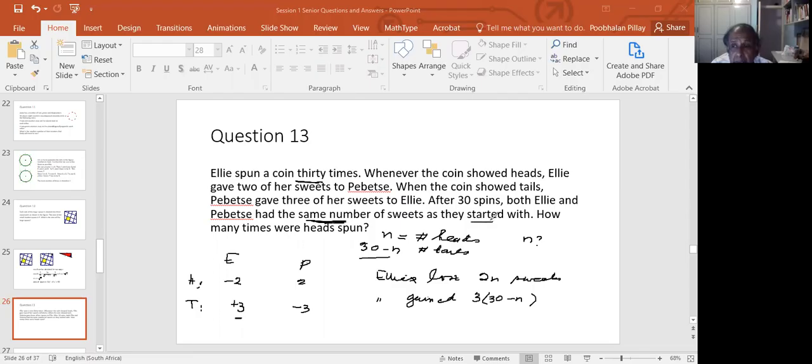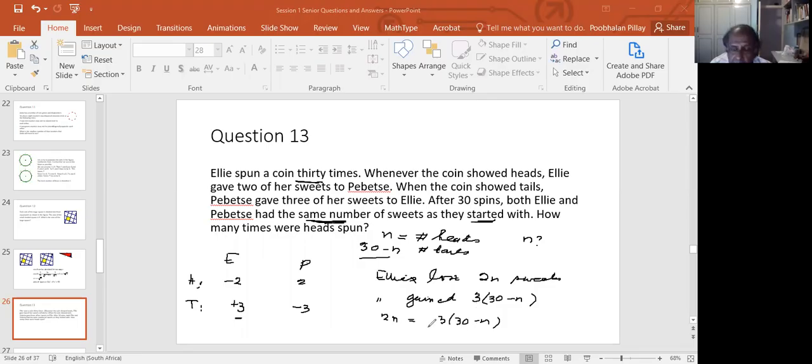As they started with. So it means that whatever Ellie lost, she gained. Whatever she had in the beginning, after 30 spins, she had the same amount. So whatever she lost, she gained that back, which means that this 2n is the same as 3 into 30 minus n, because that is what she gained, and this is what she lost. And these two must be the same, because she's got the same number of sweets that she started with.